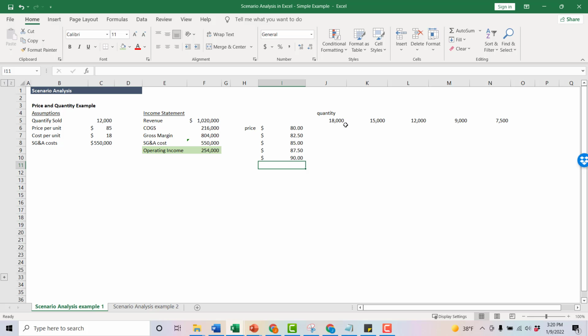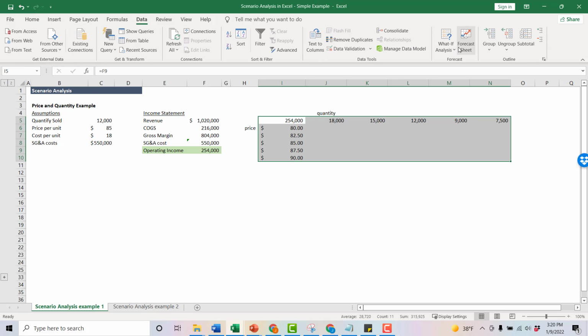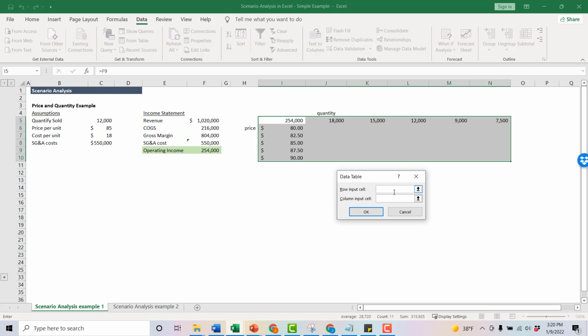So now if we want to see what our operating profit is based on that, here at the intersection, we actually want to make this equal this operating profit. And then we're going to highlight this whole table, and we're going to go up here to data, what if analysis, data table, and the row input for us is going to be the quantity, and the column input is going to be our price.